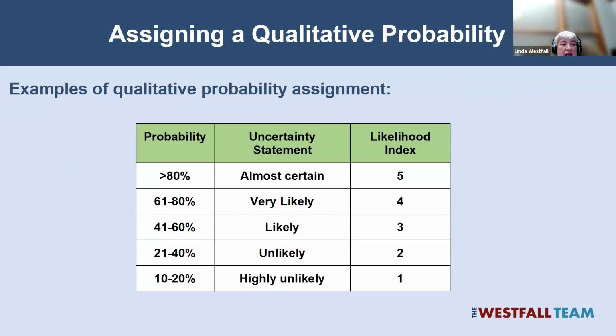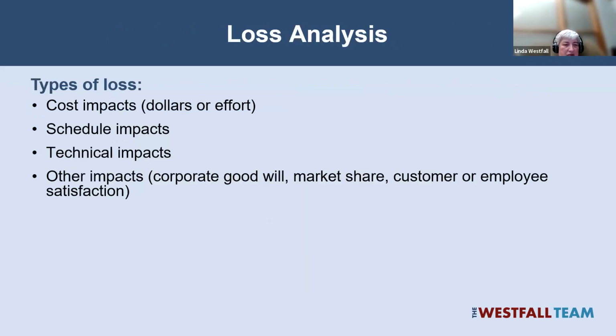If we're assigning a qualitative probability, again, we may look at an actual probability, we may look at an index, etc. This is a repetitive slide. I'm sorry, I thought I took that one out.